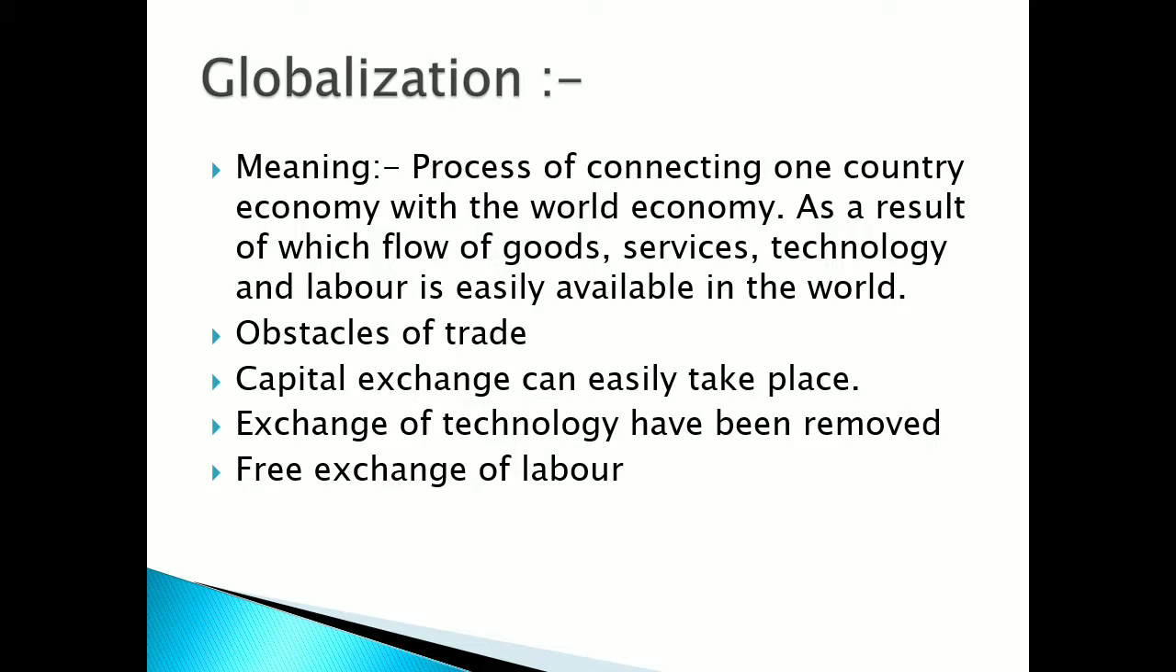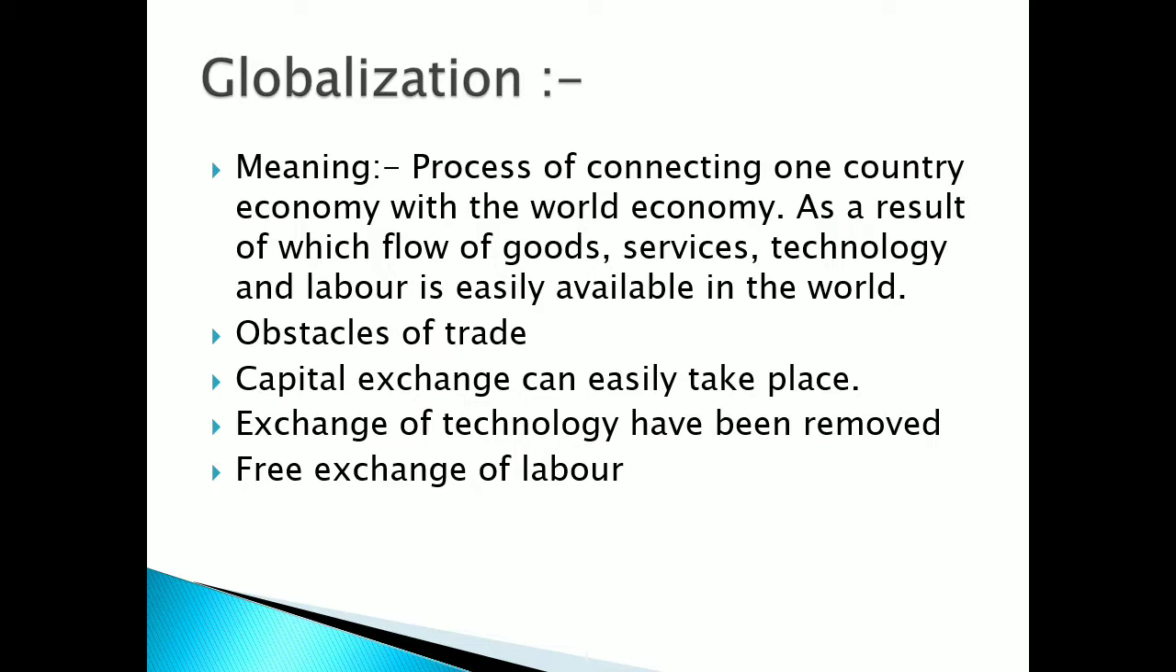Obstacles to exchange of technology have been removed. Earlier, at the time of 1990, so many innovations and inventions made at that time were not being accepted in India. The reason behind that was that at that time globalization was not there. India was not connected to other countries. We were just producing in India and selling in India. But now exchange of technology can be done after globalization.